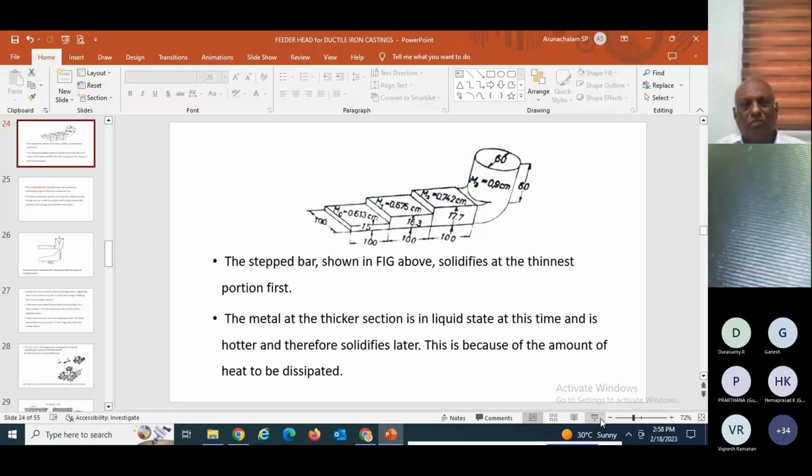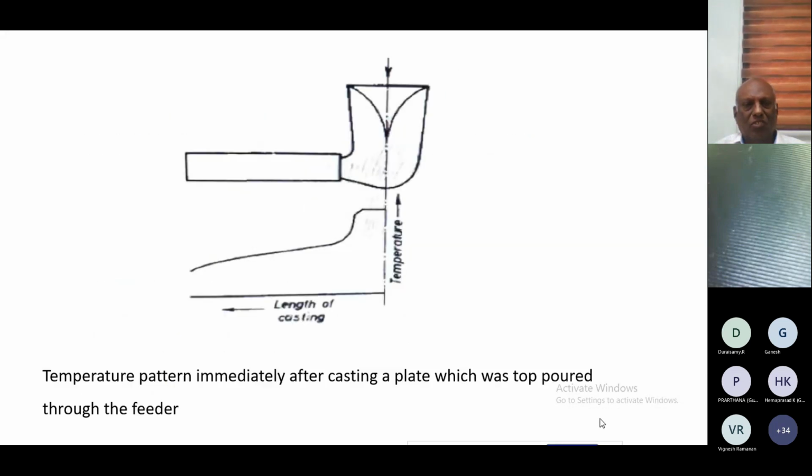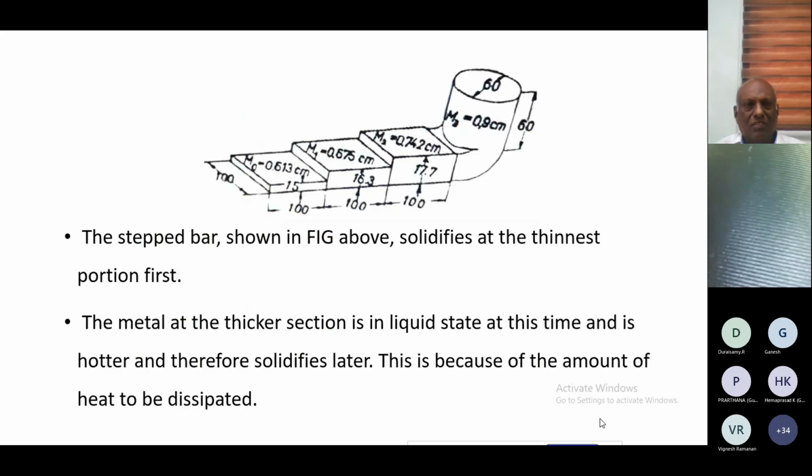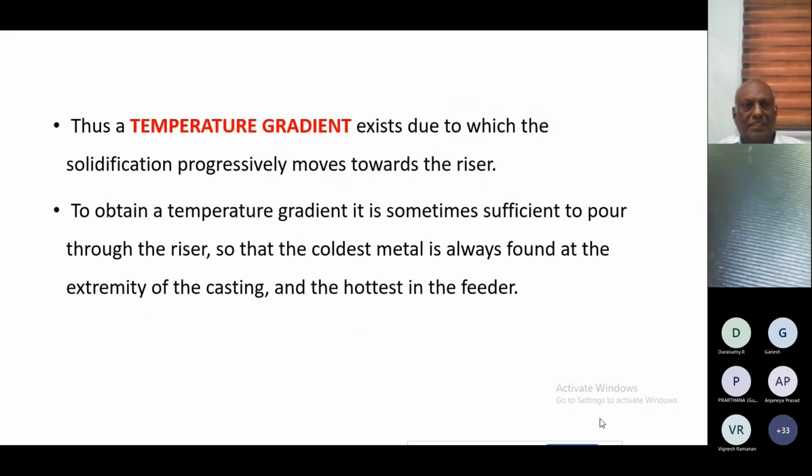The stepped bar shown in the figure above solidifies, the thinnest portion first, the thicker portions later. This is because of the amount of heat to be dissipated. Thus, a temperature gradient exists due to which the solidification progressively moves towards the riser.